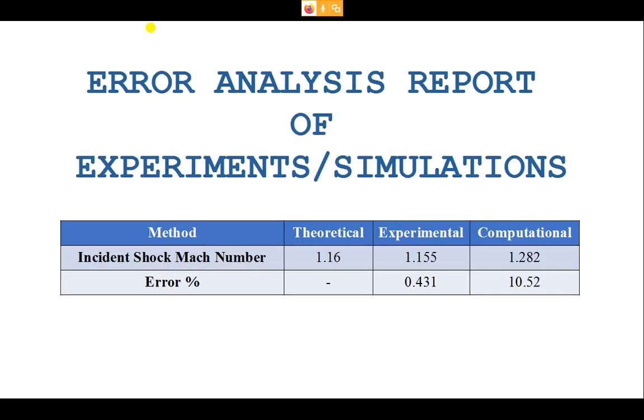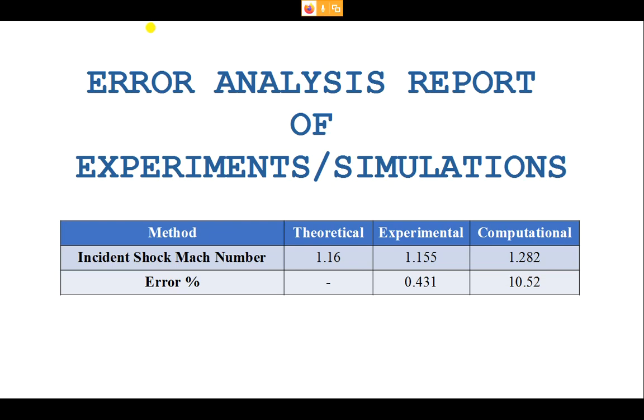So coming to error analysis report of experiments or simulations, we have to check whether we have done things right or wrong. That is where we had a basic check. What our group did is, in the initial place, we know the formulas for calculating the Mach number in a shock tube from the books and literature. So we know the pressure which we have measured from the pressure gauge. We took that pressure from experiments, fed it through the formulas, and calculated the Mach number. We came up with a Mach number of 1.16.